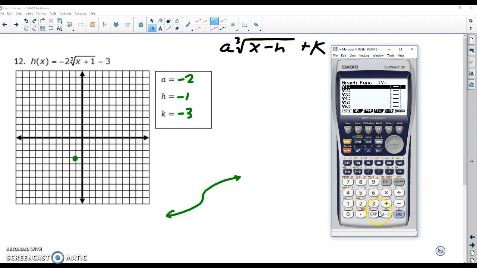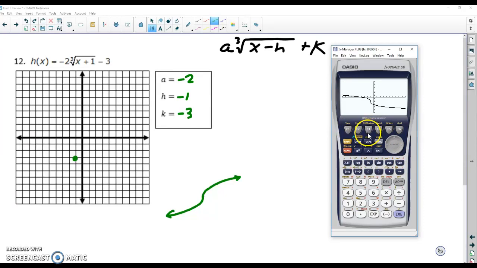I have -2. Actually, you know what I want to do is I actually want to type in the cube root first. So I'll put the 3 on the inside up there. I'll put x plus 1. Go back to the front. And I'm going to put the -2 in there. And then I'm going to go to the end. And I'm going to put -3. So there's the same basic shape that we should see.